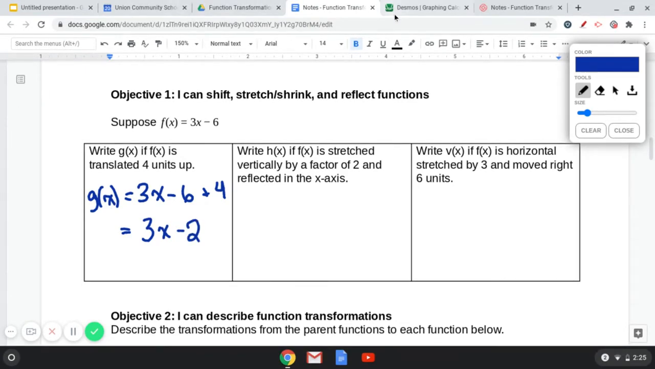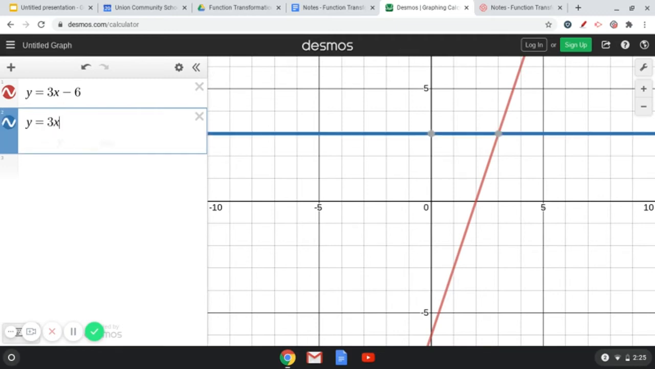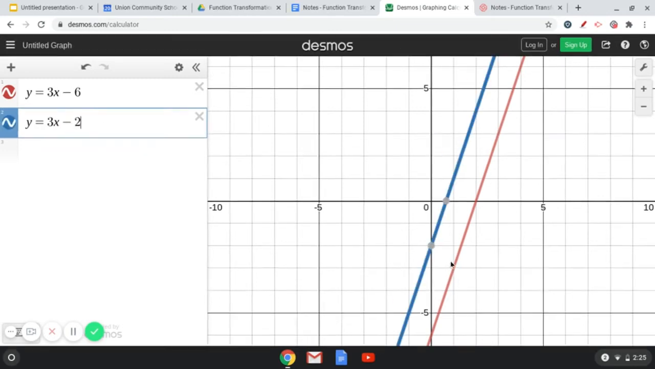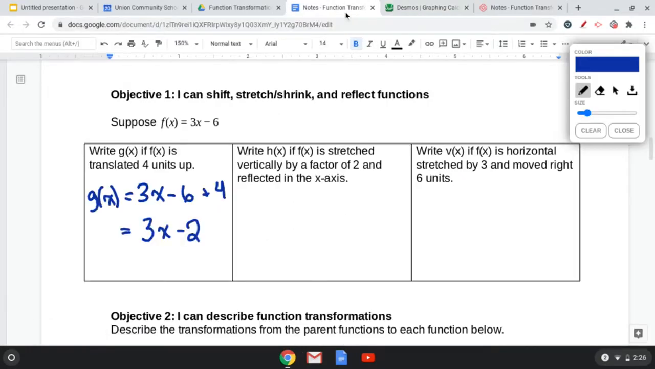So let's go to Desmos and make sure that we shifted 4 units up. So this is 3x minus 6, and our transformation is y equals 3x minus 2. Did we go 4 units up? Let's check out these intercepts. This one is at negative 6. This one's at negative 2. Went up 4. Perfect. That's what we needed.